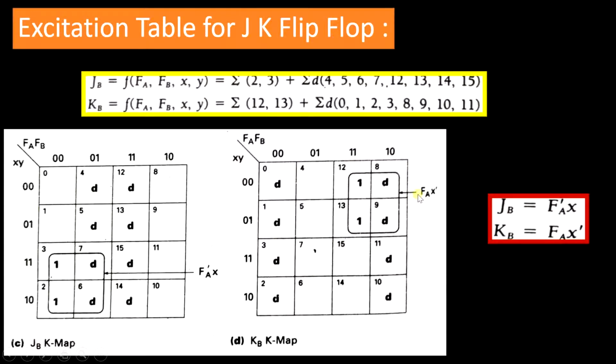So this way it is possible for us to obtain the excitation table and the excitation equation if you know the state table, if you know the transition table, and mainly if you know the state diagram. That is because the state table is generated from the state diagram, the transition table is generated from the state table, and the excitation table is generated from the transition table. So all this goes in one single flow. It is possible only if you begin with the state diagram that you can generate all the remaining things.